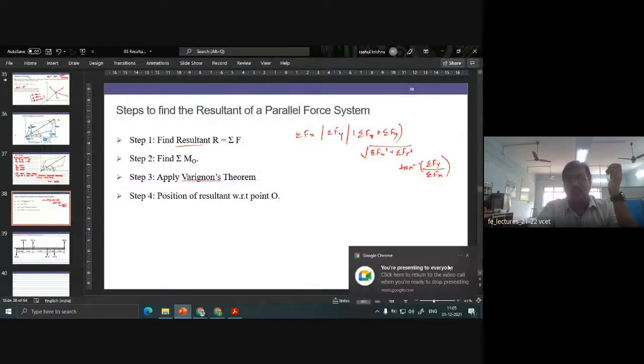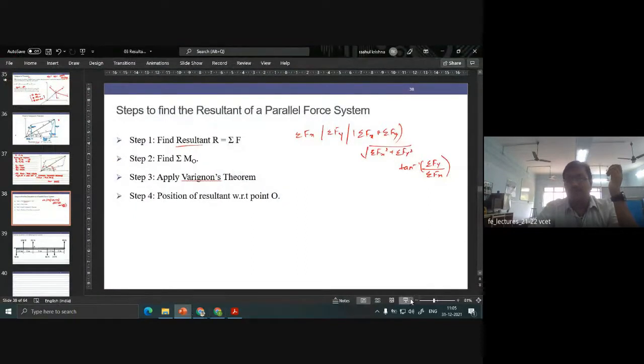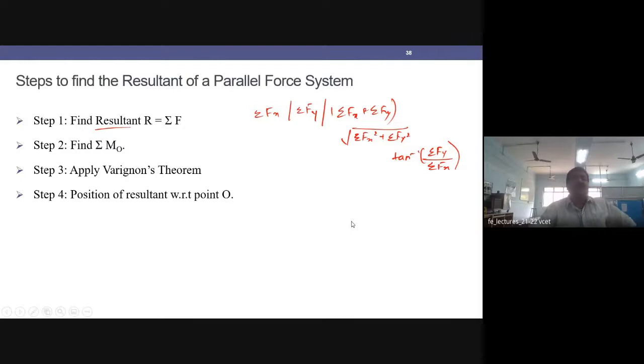Okay, I'll also be considering the effect of sigma M. After finding out sigma M, I'll be applying Varignon's theorem. So sigma M equals R into D. With this D, I'll then find the position of the resultant with respect to O. So these are the steps.